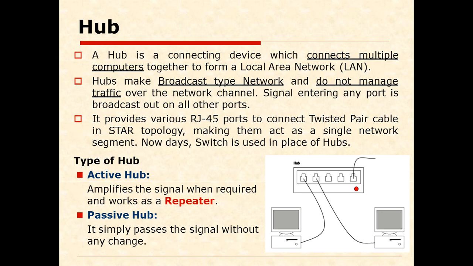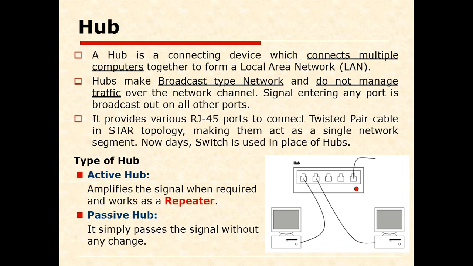RJ45 cables, Ethernet cables, ports are used for what? Connecting from system to this hub, making them act as a single network segment. Okay, so hub is the central controller. That controller will connect all systems. So the systems are connected to hub. So this network has star topology.